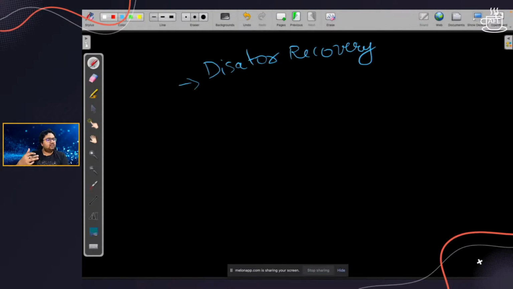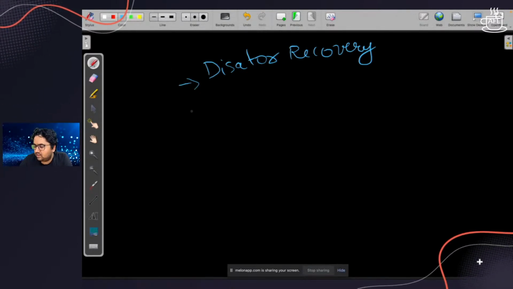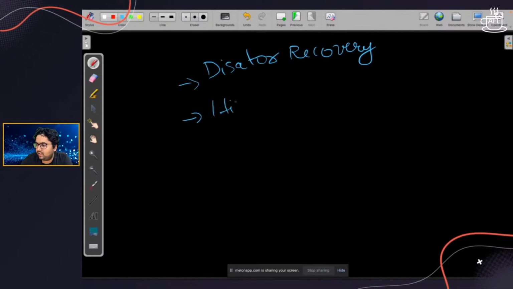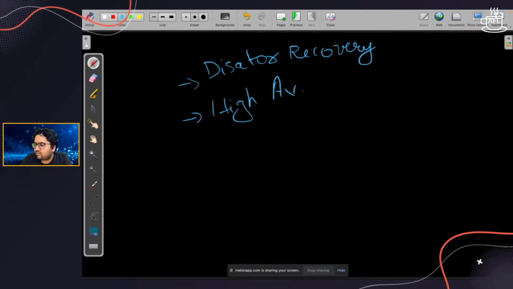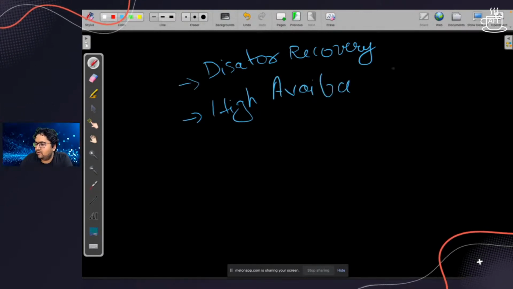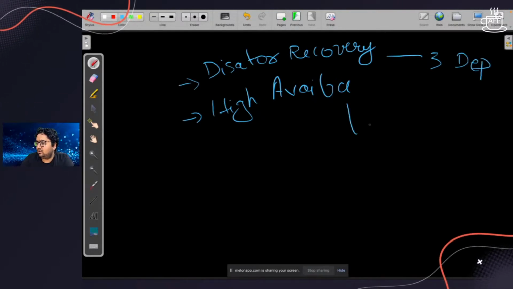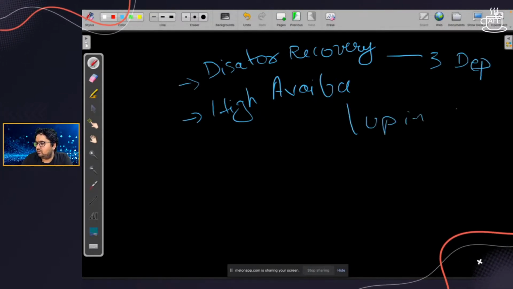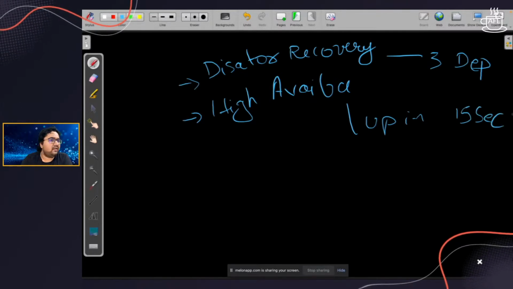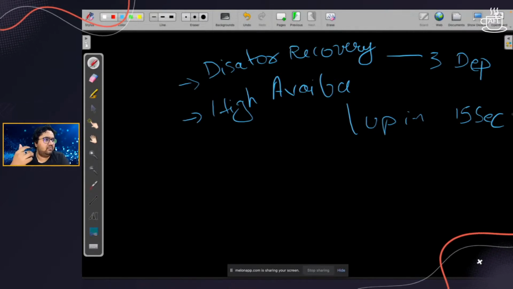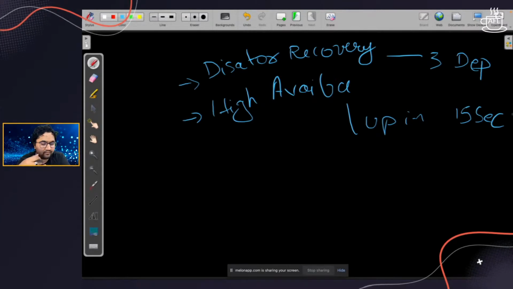And again, these are things that you can use to talk about and impress the interviewer or whomsoever you're talking to, right? Let's say high availability, and these are just words, but these have to be quantified, right? For example, three duplications up in 15 seconds, right? You can define numbers like these. And these are really numbers which are quality attributes of the system.